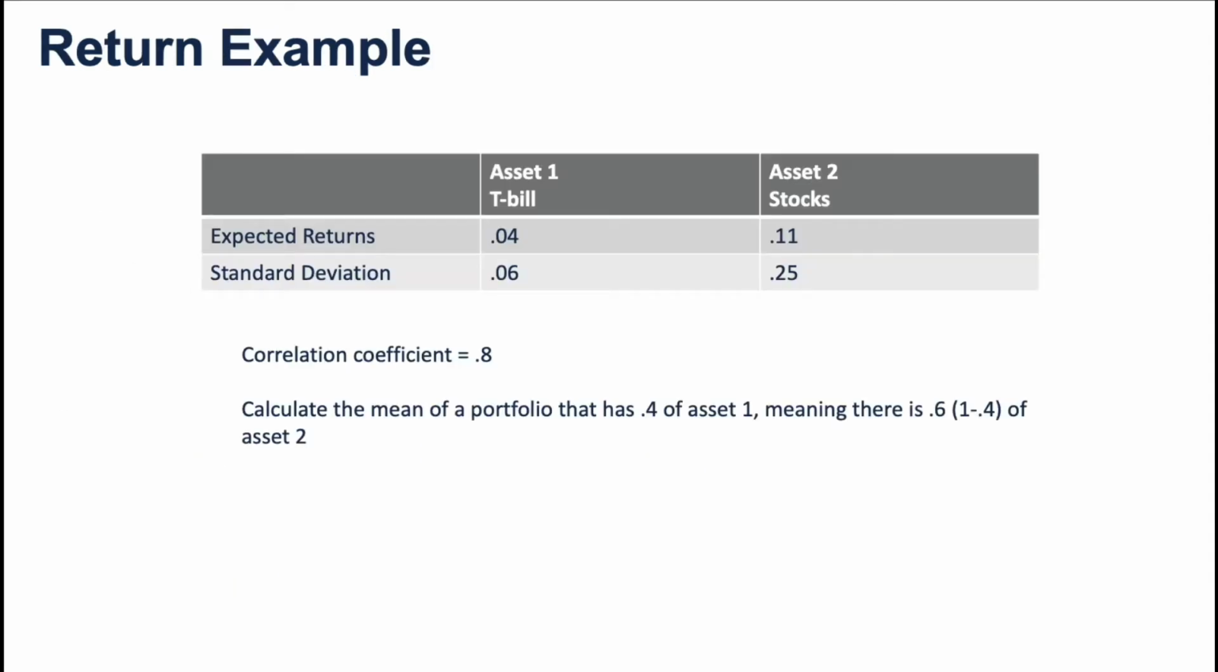Now let's apply them. I'm going to apply them to this case. We have two assets. One is T-bills. Asset 1 has an expected return of 4%, standard deviation of 6%. Stocks have an 11% expected return, standard deviation of 25%. We're going to assume they have a correlation coefficient of 0.8, and we invest 0.4 of our portfolio in asset 1, which means 0.6 of it is in asset 2.